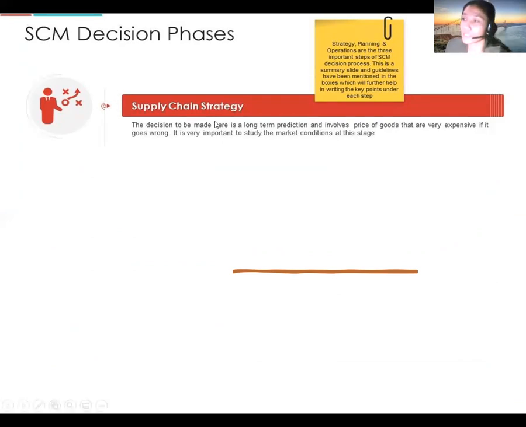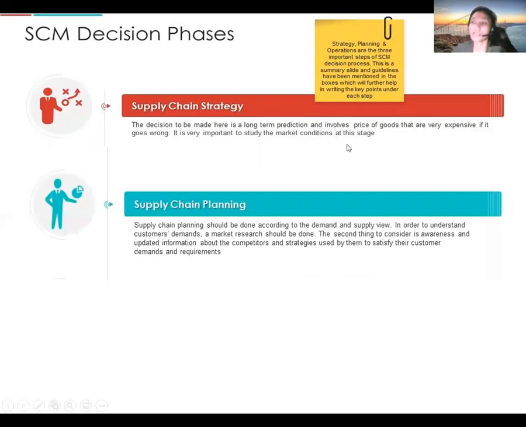So the first is the supply chain strategy. The decision to be made here involves long-term predictions and the price of goods that are very expensive. So if it goes wrong, it is very important to study the market condition at this stage. And then next, our supply chain planning.